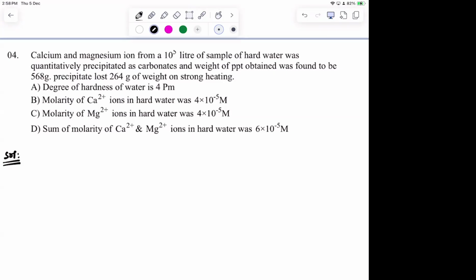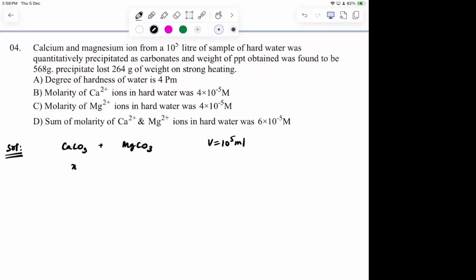See, first calcium is converted into calcium carbonate and magnesium carbonate. These are the two forms it has. The overall sample of water where it was originally present was 10 raised to power 5 liters. So the volume is 10 raised to power 5 liters initially of hard water. Next, let us call the calcium carbonate X grams. If this is X grams, the total weight of the carbonates is 568, so this will be 568 minus X grams here. Got it?